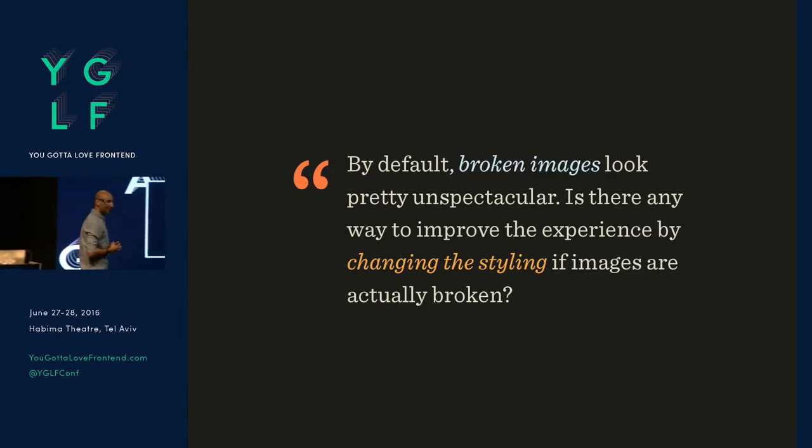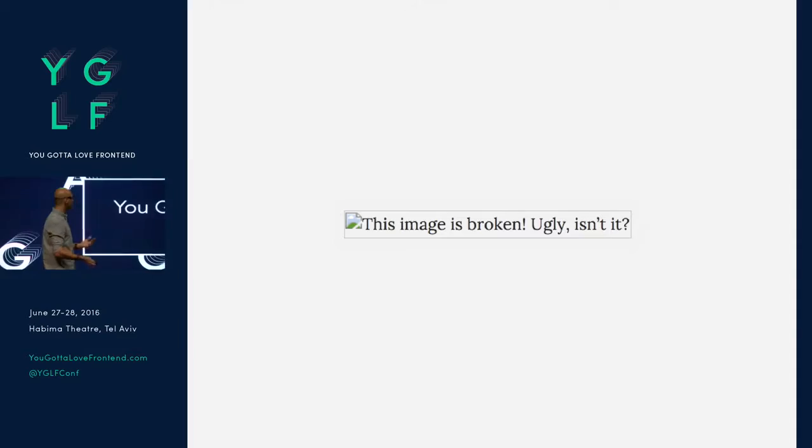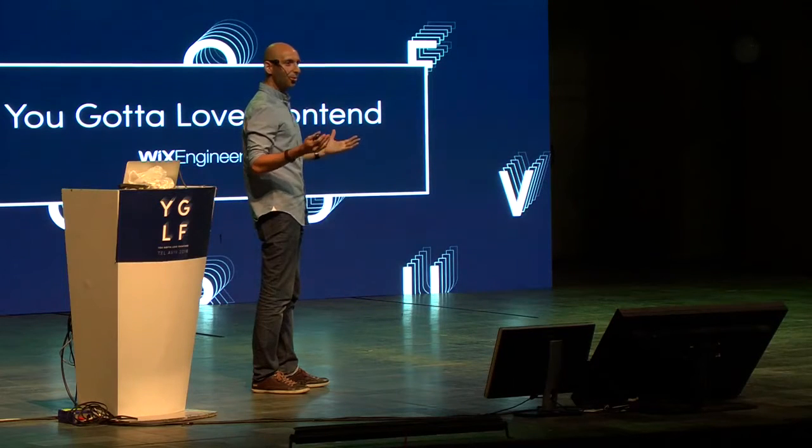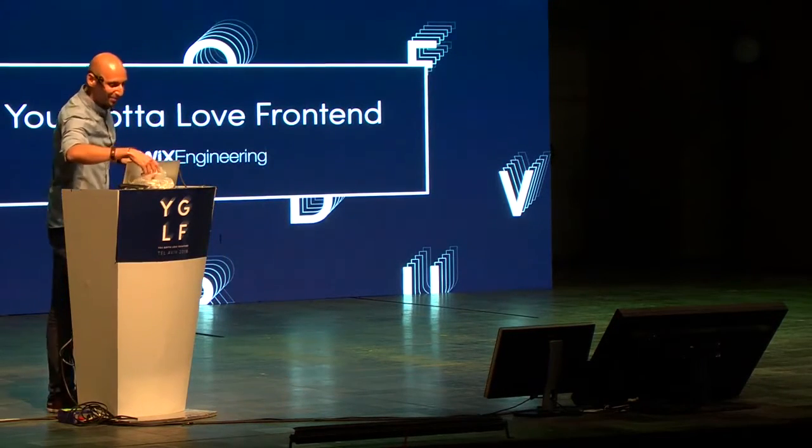Okay, here's another one. Broken images. Now, nobody likes broken images, right? They look horrible, they look pretty unspectacular. Is there any way to change the styling if images are actually broken, but not if they're not broken? On what? On error? No, no, no, no, no. In a nice, simple CSS way.